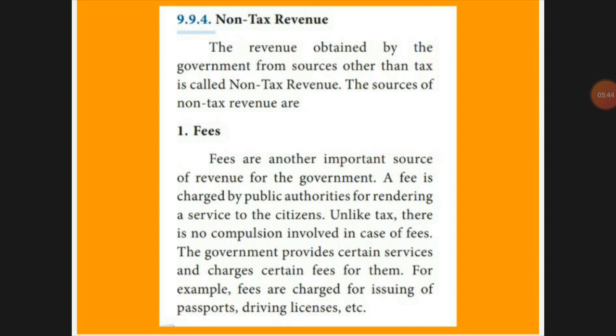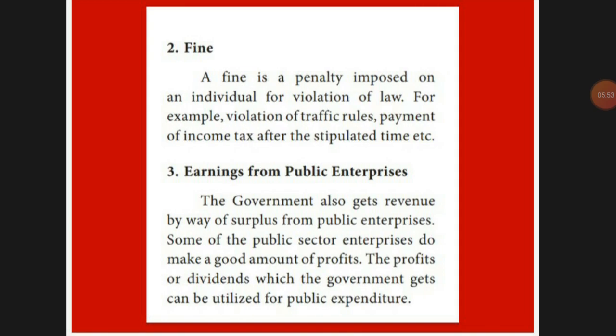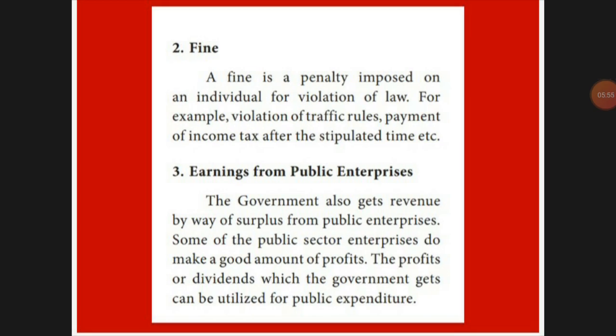That means, for example, we can say better like a passport. Issuing passport or driving license, we have to pay. No, that can be treated as a fees. Next is a fine. Fine means if you are disobeying, breaking laws, at that time you have to pay the penalty, that can be a fine. Example, traffic rules, if you are disobeying you have to pay the fine. No, that can be treated.